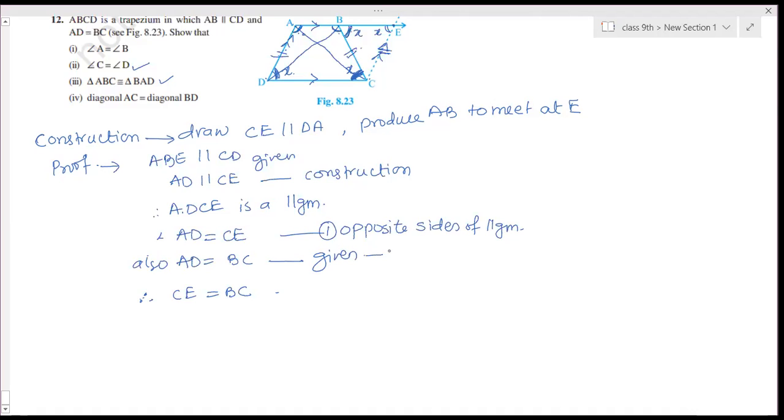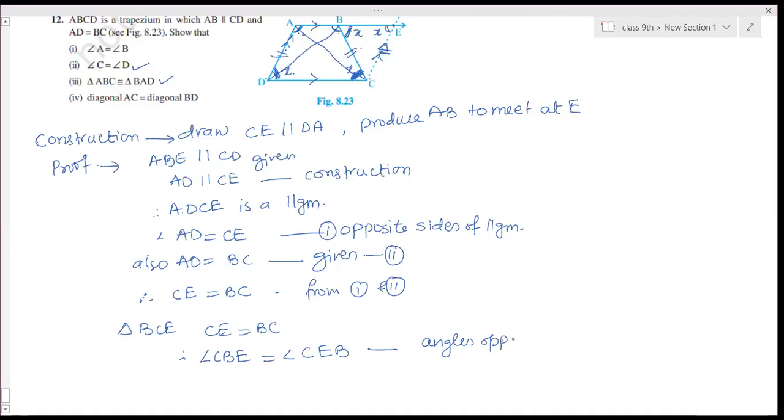This is 1, and this is 2. From 1 and 2, in triangle BCE, CE is equal to BC. Therefore, angle CBE is equal to angle CEB, angles opposite to equal sides. Let it be x.